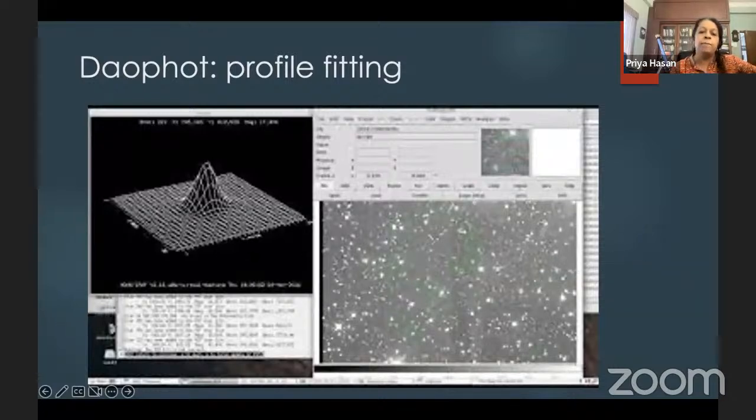Arjun, just 2 minutes. So therefore, depending on where I cut this, there's going to be a problem with my aperture photometry. And therefore, what is done in profile fitting is that we take some good stars which have a good profile, which we essentially call the point spread function, okay?